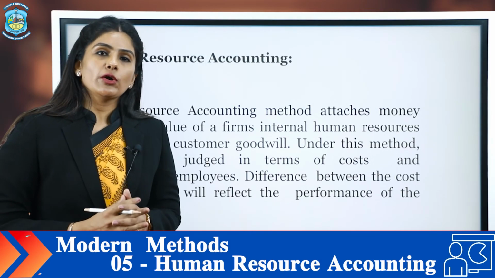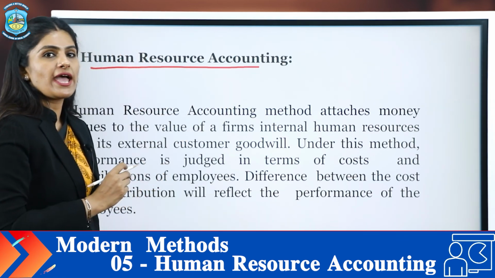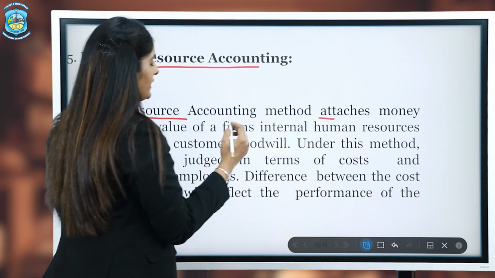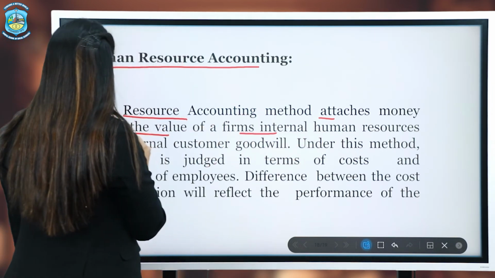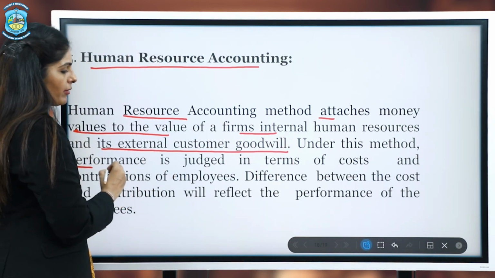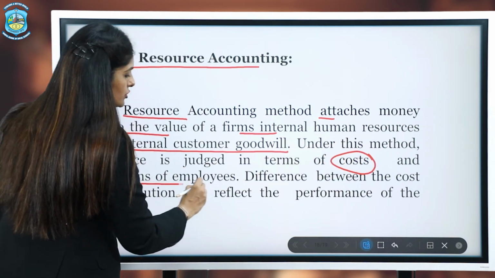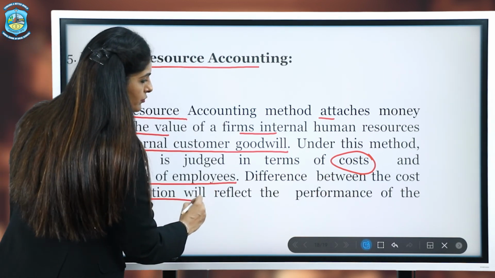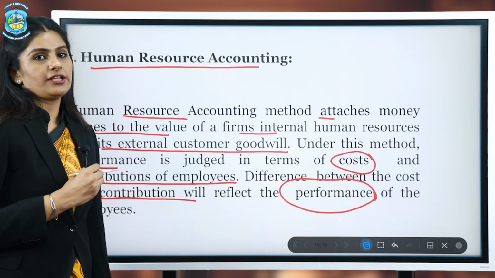The last modern method which we are going to cover in this video is the human resource accounting method, also known as HRA. In the human resource accounting method, you attach a money value to the firm's internal human resources and its external goodwill. Under this method, the performance is judged in terms of cost and contributions of employees. So the difference between the cost and the contribution will reflect the performance of an employee in the organization.